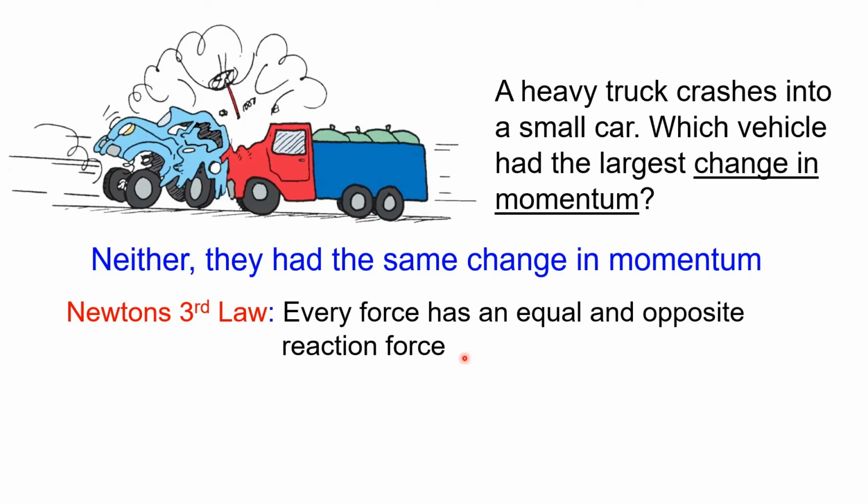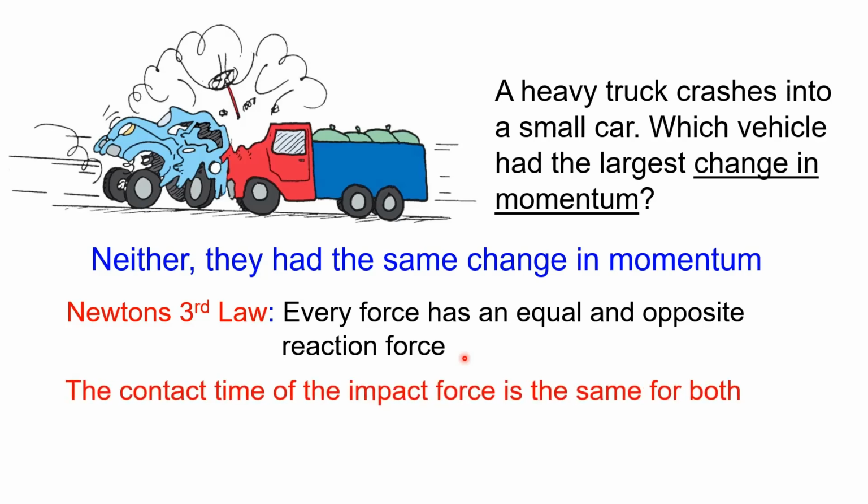That also means that the time over which that force was applied is the same, because it's called contact time. If they lose contact with each other, then they're no longer applying forces, and so the time has got to be the same as well. So we can state that the contact time of the impact force is the same for both. Now we have equal force and equal contact time. Well, that's just what we call impulse.